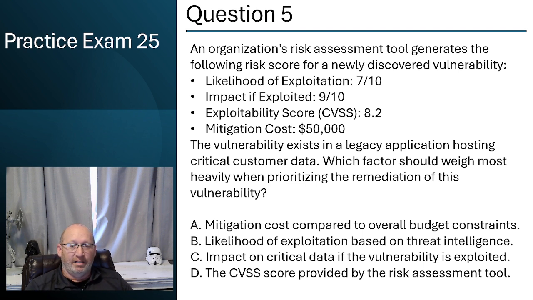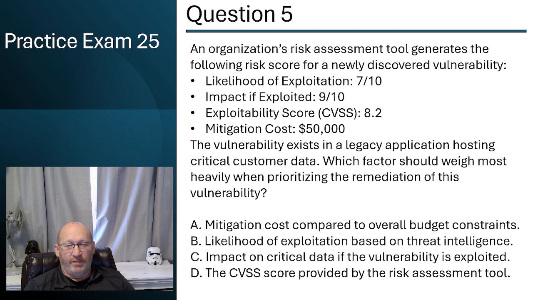Mitigation cost compared to overall budget constraints. Yes, this is typically, in the real world, something that we would have to look at. It 100% is. But if you know CompTIA, you know that you have unlimited funds, unlimited resources, and unlimited labor. And so the mitigation cost in a CompTIA exam has nothing to do with it, unless otherwise stated in the question. And so in this case, A is not going to be correct. Everywhere else, it's probably correct. In CompTIA exams, where we're in the land of unicorns and dandelions, not correct.